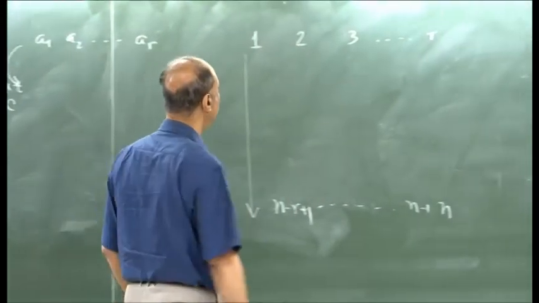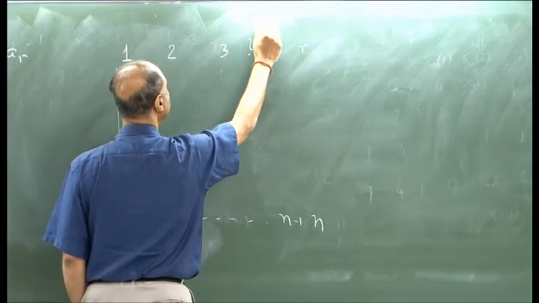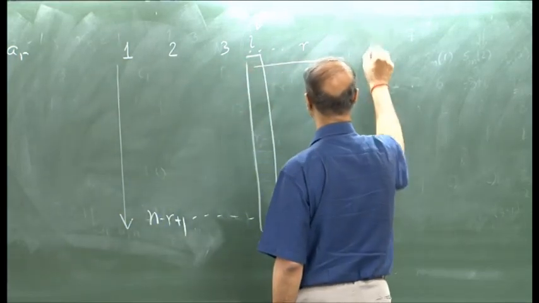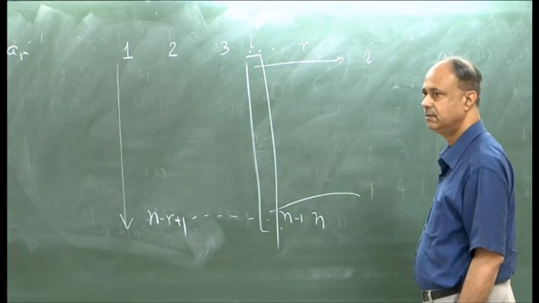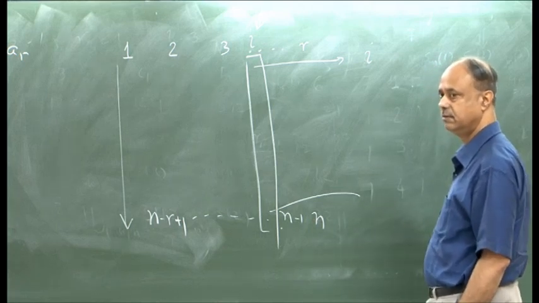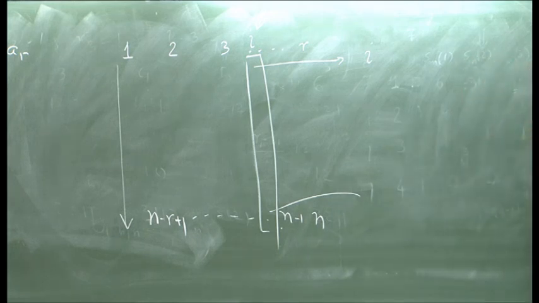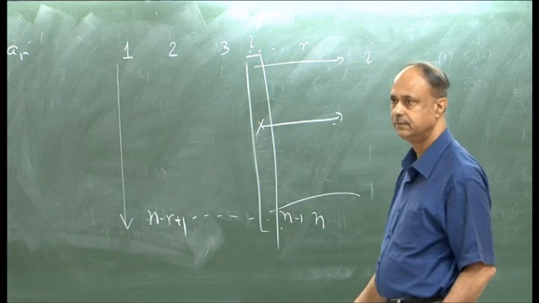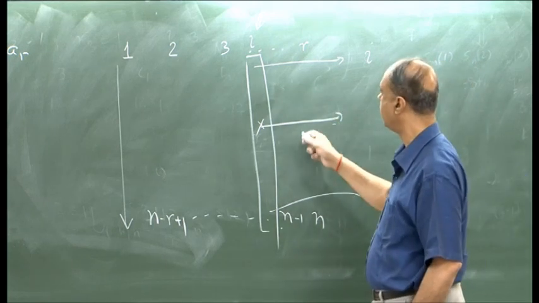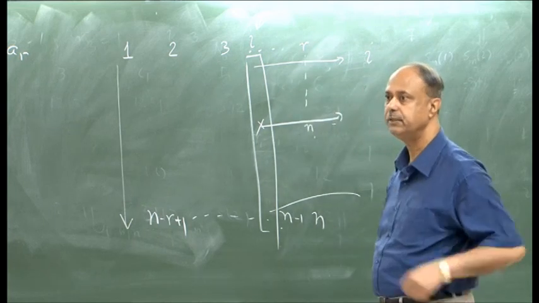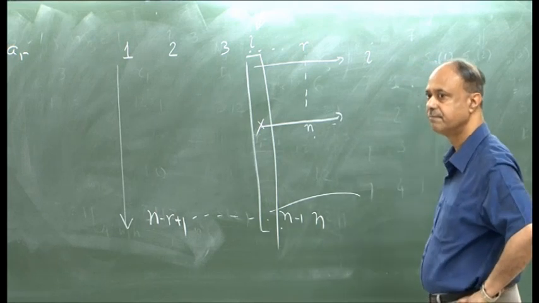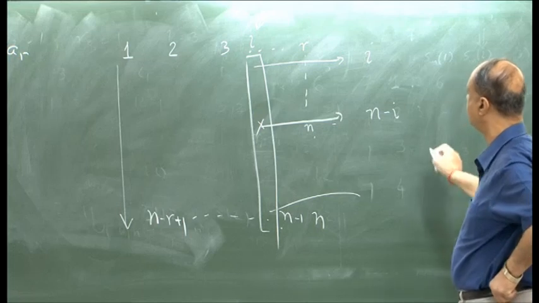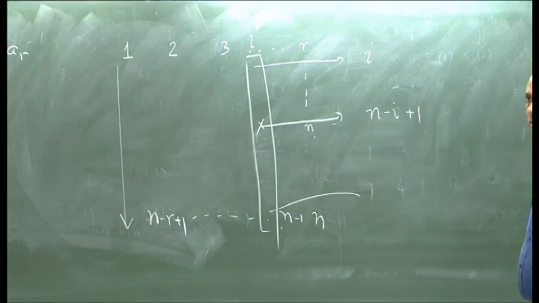Now can I find out what the minimum is? Suppose this is the ith element. Now this ith element, what is the minimum value? The minimum value is i. What is the maximum value it can take? The rth position can take n. The ith position? n minus r plus i. Right?